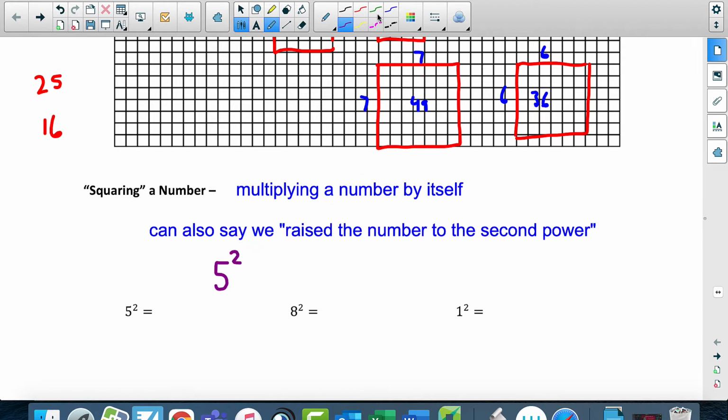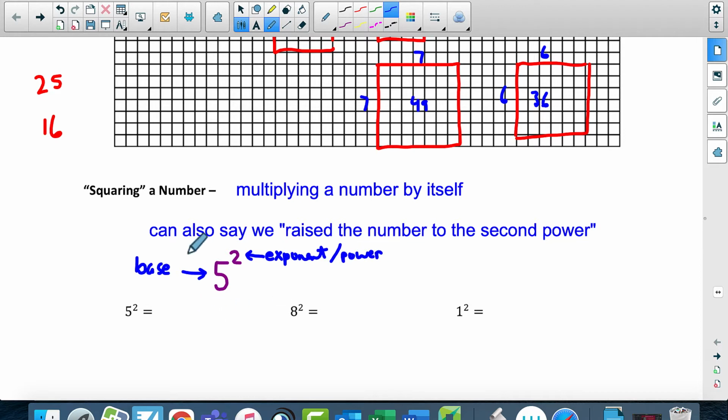Okay, so each of these numbers have a name. The big number, the 5, the 8, the 1, that number is called the base. Big base. Okay, BB, big base. The small number up here, the 2, that's called the exponent, or you can also call it the power.